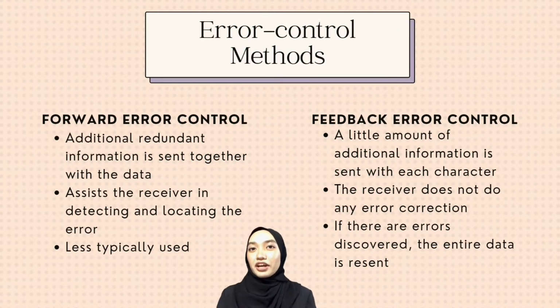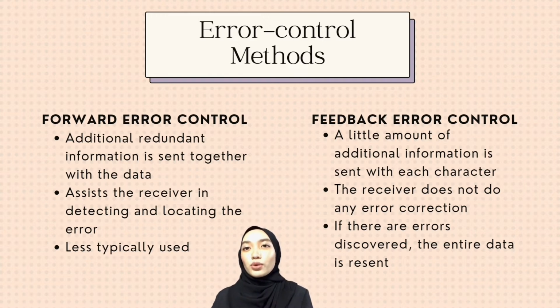The two types of error control methods used in communications are forward error control and feedback error control. Additional redundant information is sent together with the data in forward error control. This assists the receiver in detecting and locating the fault in the data being received.